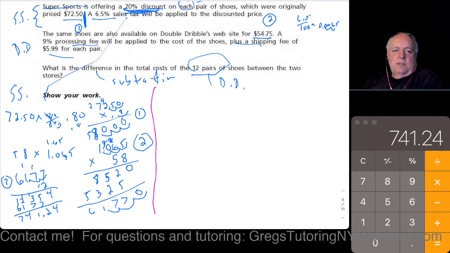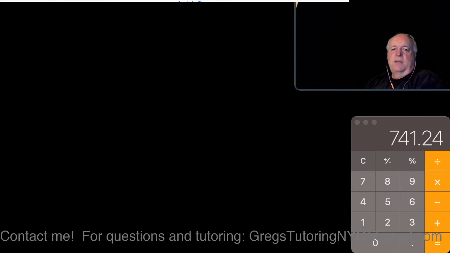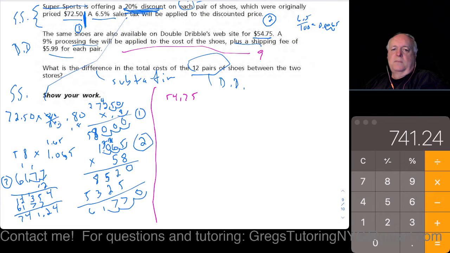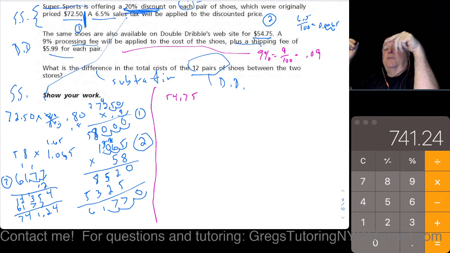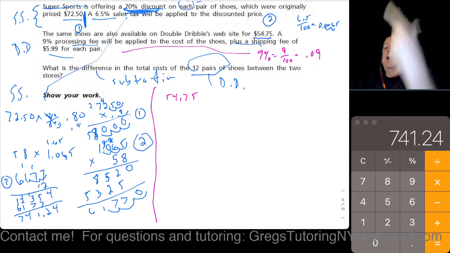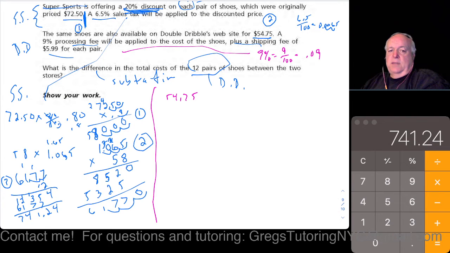So it says Double Dribble. The shoes are $54.75. Okay. A 9% processing fee. So this is going to work the same way. 9% means not percent, means over 100. So it's 9 over 100. So that's 9 hundredths. So that's 0.09. Okay? So if there's a 9% processing fee, it's the full price of the shoe plus 9%. So basically what we're needing to do is multiply this by 1.09.